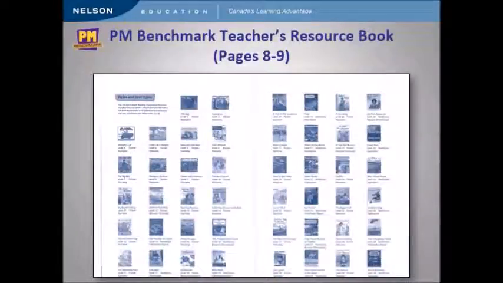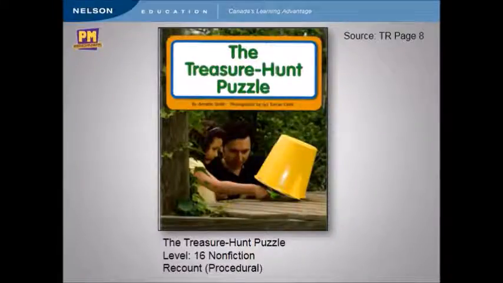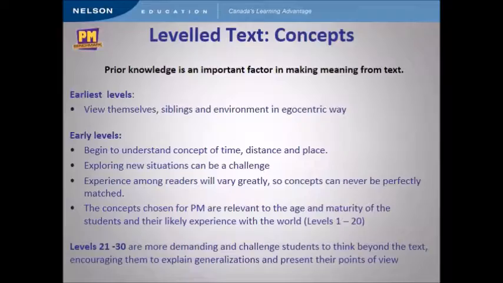Pages 8 and 9 in the Teacher Resource Book provide you with an overview of all of the texts available in the kit. Let's look at a particular book and see the information provided. Each text will identify for you the reading level, so the treasure hunt puzzle, it's level 16, whether it's fiction or nonfiction, and the treasure hunt puzzle is nonfiction, and the type of text. So this particular book is a recount procedural.